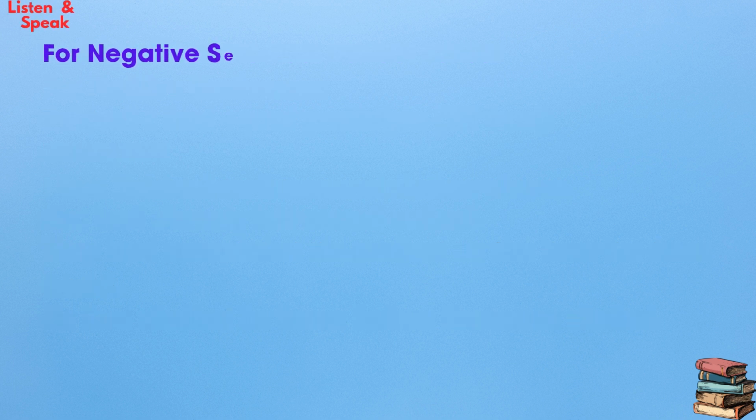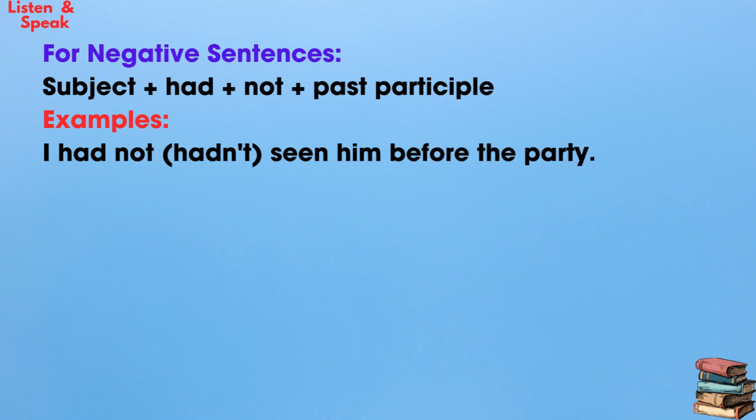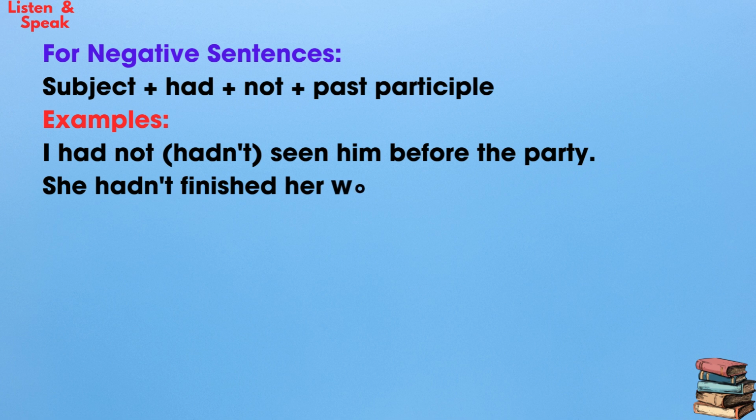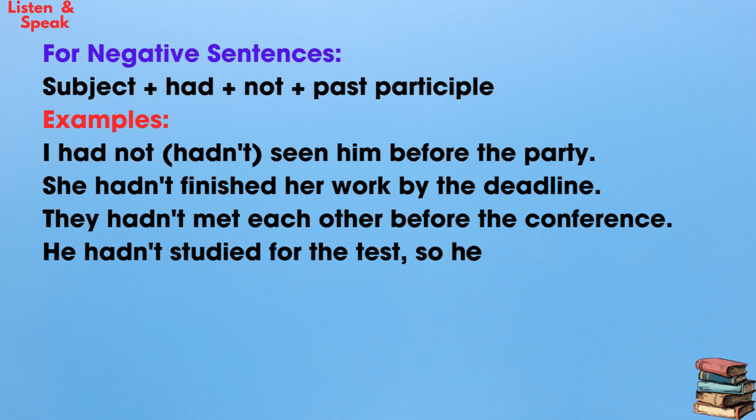For negative sentences: subject, had not, past participle. Examples: I had not, hadn't seen him before the party. She hadn't finished her work by the deadline. They hadn't met each other before the conference. He hadn't studied for the test, so he failed.